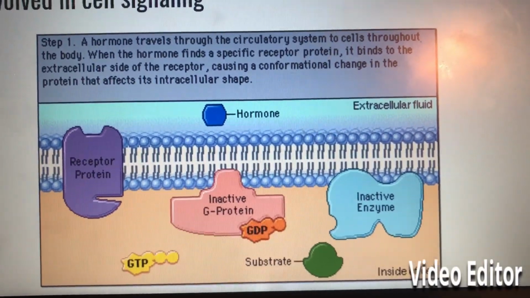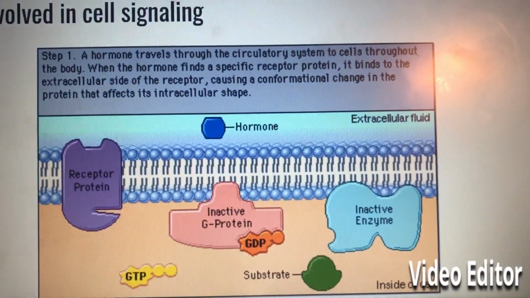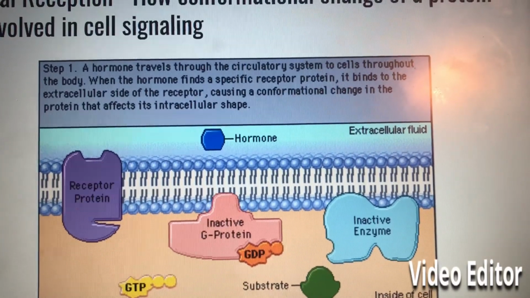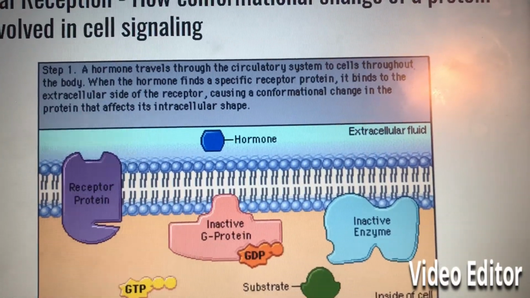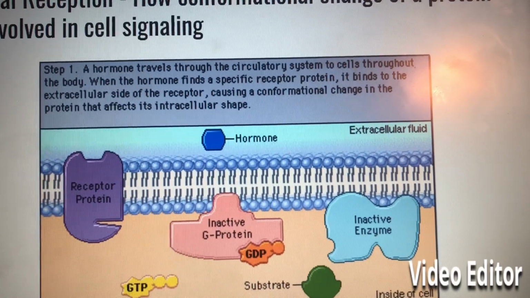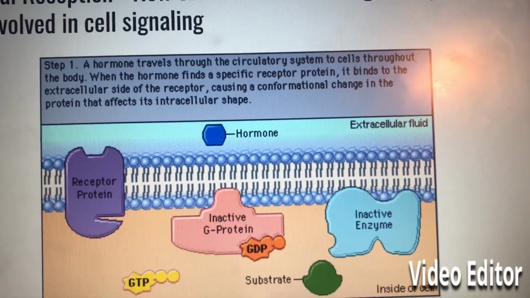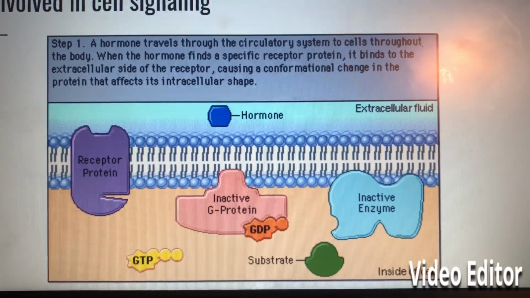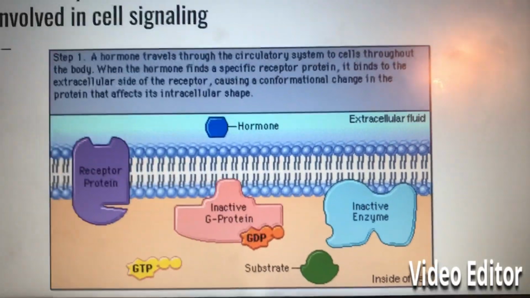Signal reception: how conformational change of a protein is involved in signaling. The reception of a signal depends on the receiver. A receptor protein on or in the target cell allows the cell to hear the signal and respond to it. The signaling molecule is complementary in shape to a specific site on the receptor and attaches there.